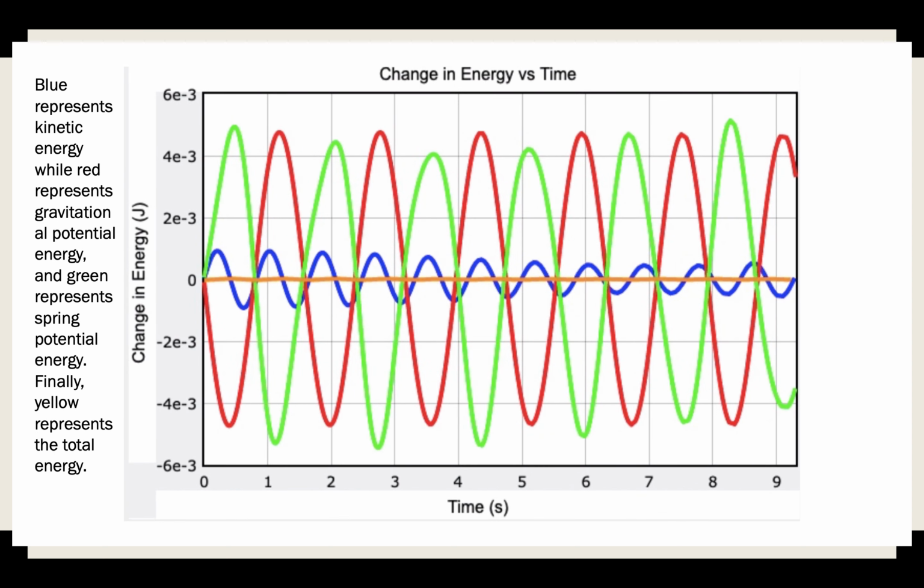So for the change in energy versus time, the blue here represents kinetic energy, while red represented the gravitational potential energy, and green represented the spring potential energy. Finally, yellow represented the total energy. Since we had our system with all of the components inside, there was no change from the inside to the outside of the system, which means that the yellow was 0. Therefore, as you can see, all of these energies added up to 0 as they were oscillating.